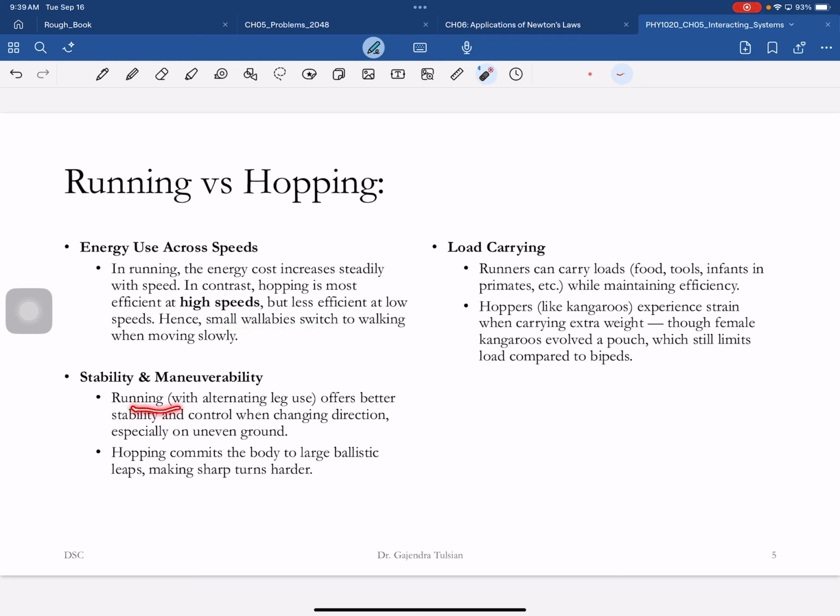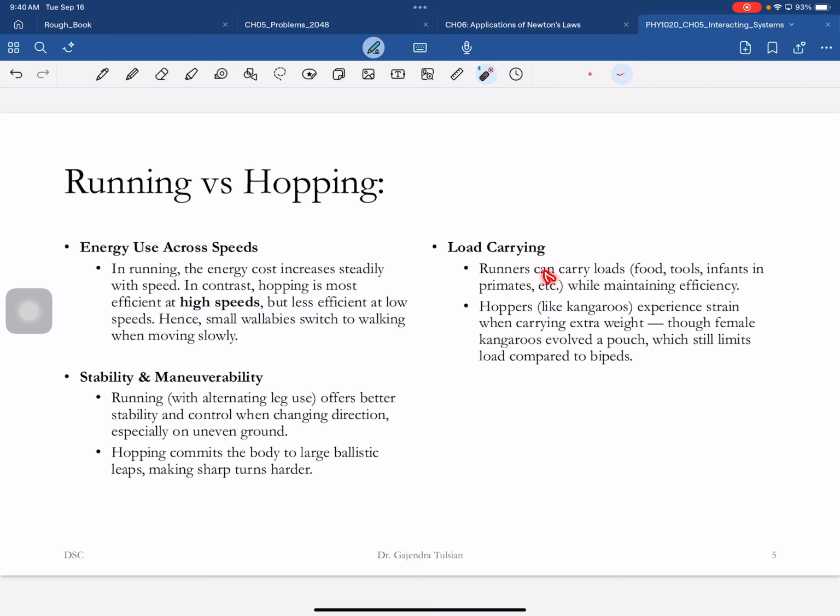So running, so here's why we chose running. Running offers better stability and control when changing directions, especially on uneven ground. Hopping commits the body to large ballistic leaps. So when you're jumping like that, you can't change directions in midair. So you're committed to that.